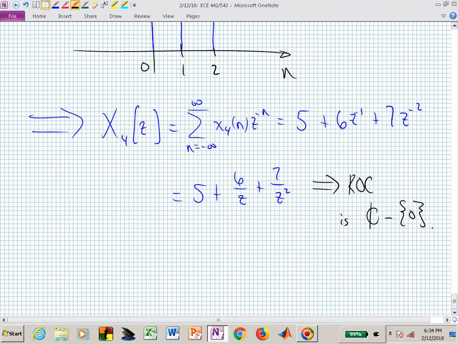You shrink. So it's okay, isn't it, to go off to infinity. Z can go off to infinity. But it can't be right at z equals 0, can it? Then it's unbounded. So we have the entire complex plane except the origin.